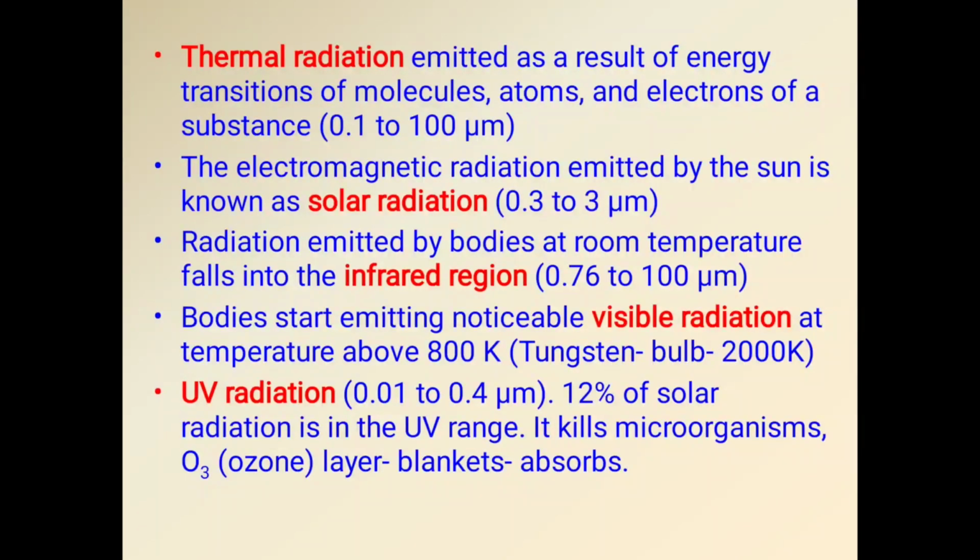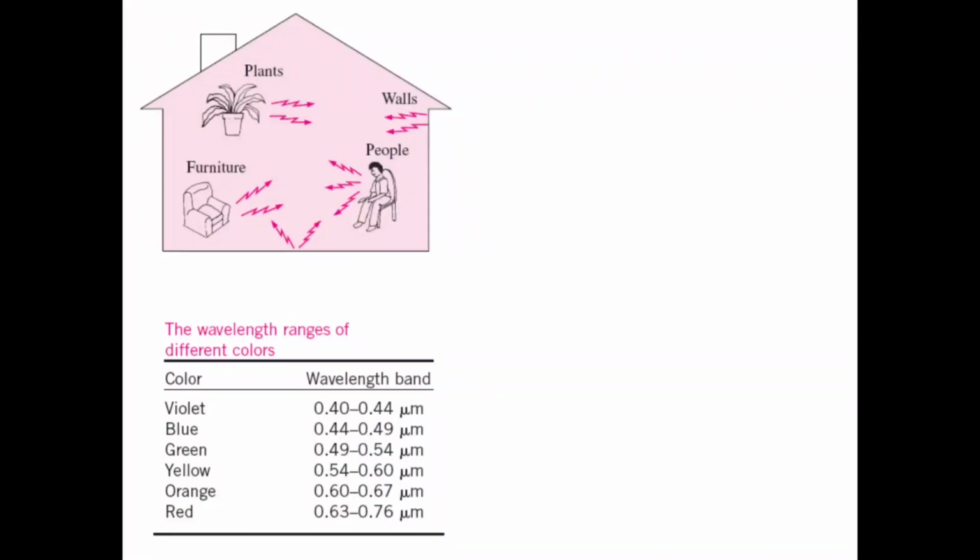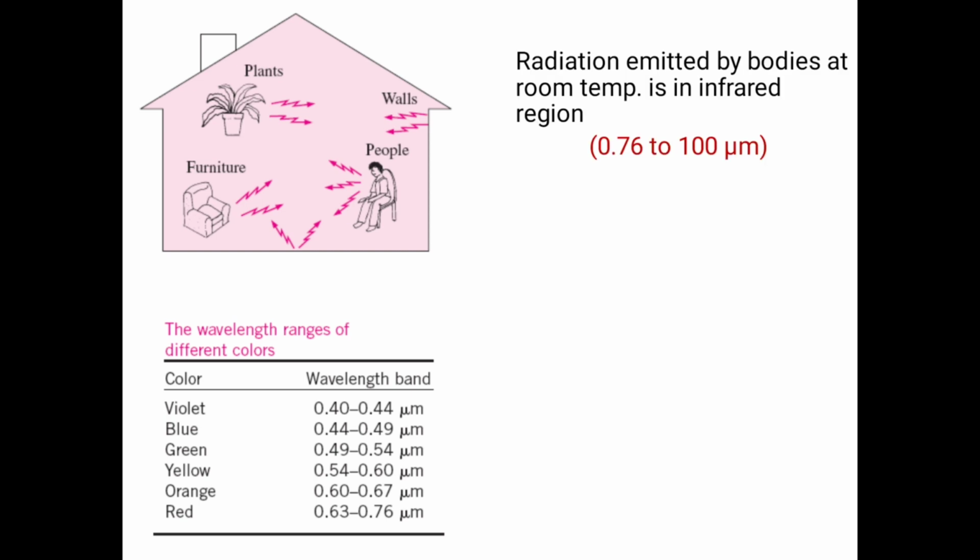Ultraviolet radiation is about 12% of solar radiation. It kills microorganisms, and the ozone layer blankets and absorbs it. The visible spectrum has a wavelength range of different colors, namely violet, blue, green, yellow, orange and red. Radiation emitted by bodies at room temperature is infrared radiation, that is 0.76 to 100 microns. Ultraviolet radiation is 0.01 to 0.4 microns.